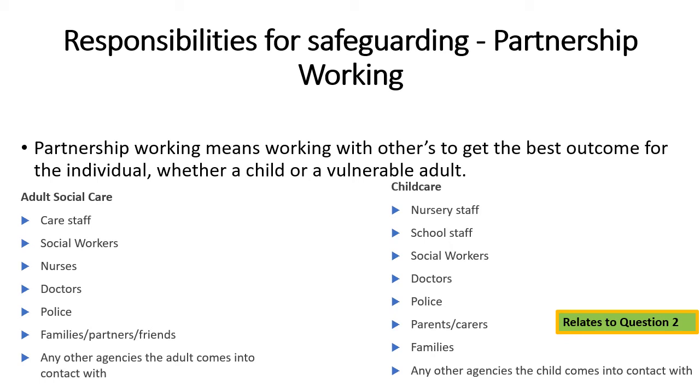Over to childcare. There could be nursery staff and school staff, depending on the age of the child, they may be in nursery or of school age, so you're working with the school staff. A child and their family may have a social worker, doctors, the police, parents and carers, families, and again, any other agencies that the child comes into contact with.